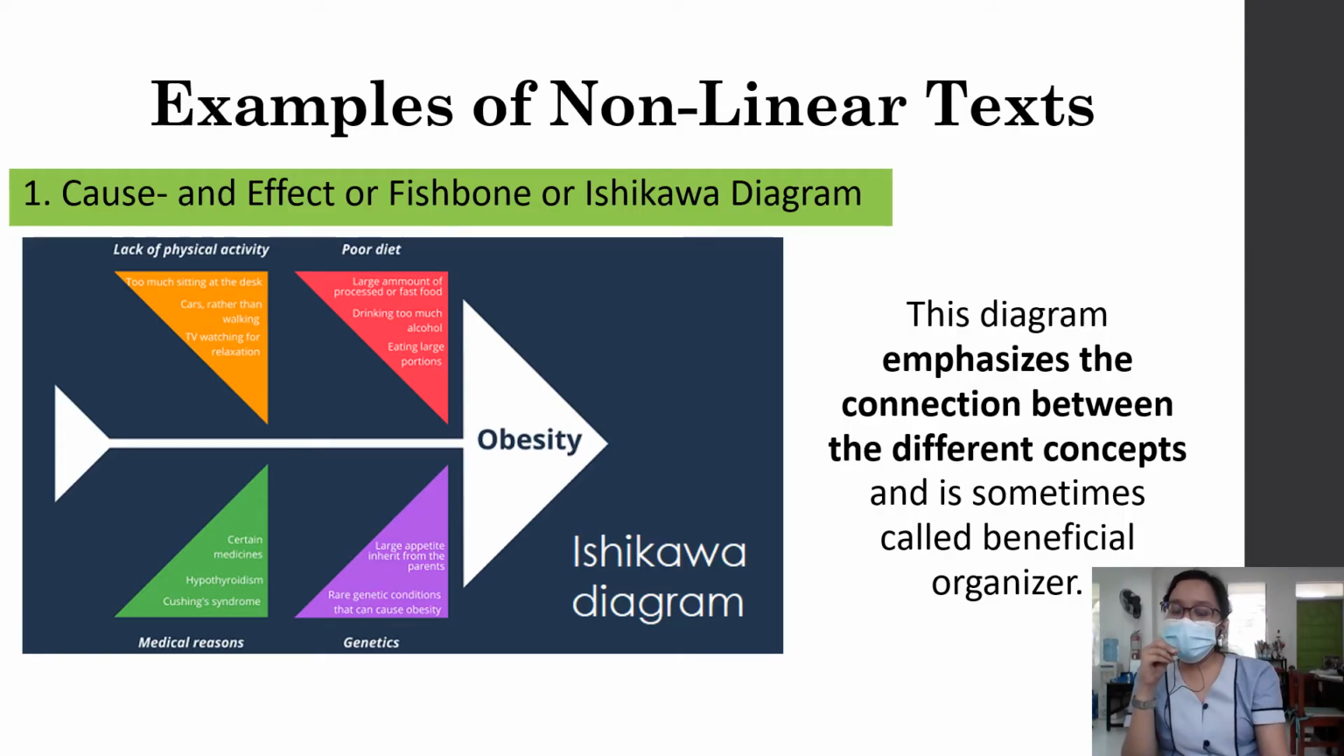Lack of physical activity. We get obese because of lack of physical activity. Second one is poor diet. Third one is genetics. It's hereditary. Fourth one, medical reasons. And each cause has its own specific sub-causes. So you see, this is called a cause and effect diagram because it shows the effect and causes of the main topic. And it's mostly used for reports in science.